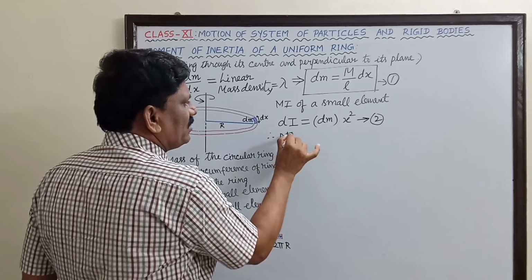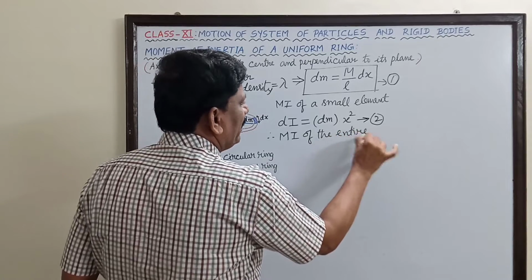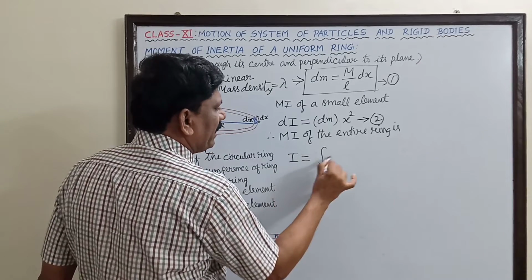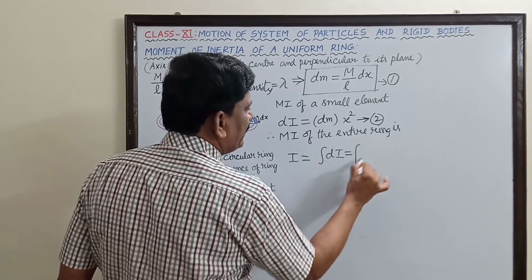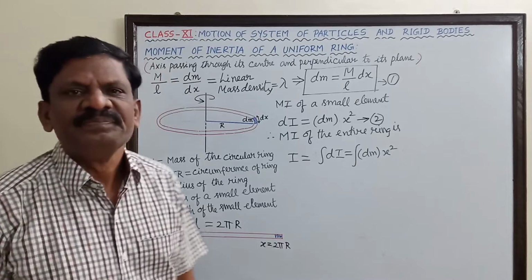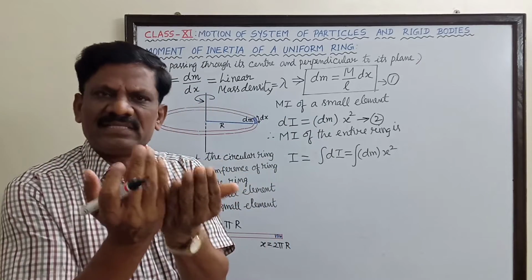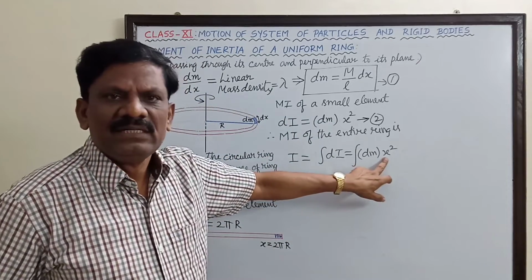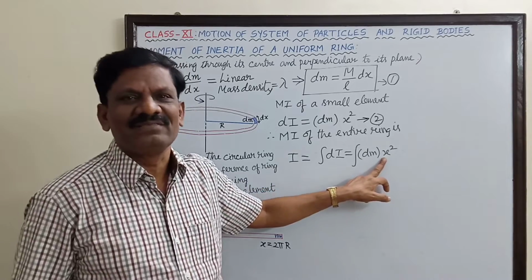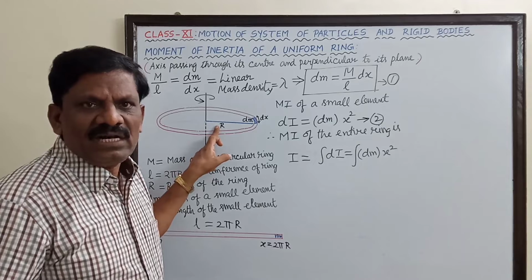Therefore, the moment of inertia of the entire ring is given by I is equal to the integral of dI, that is equal to the integral of dm into x squared. So we have to add dm into x squared for all the elements. Understand? Now what is x here? x is the distance of each element from the axis of rotation. One element is shown here. It is at a distance from the axis of rotation of r itself, is it not?